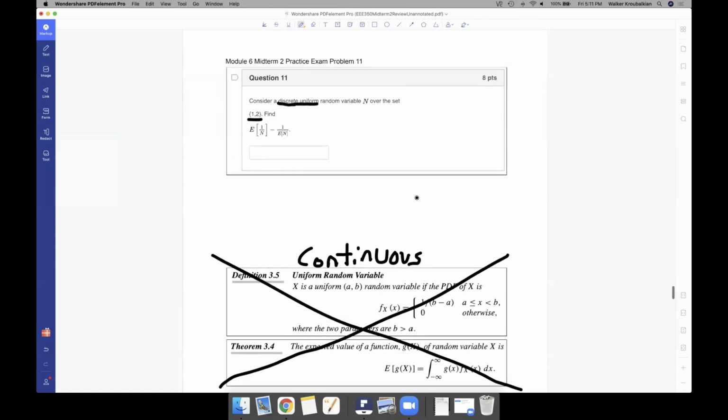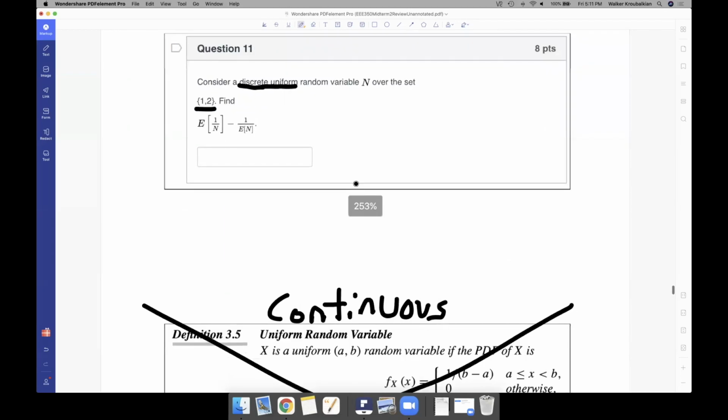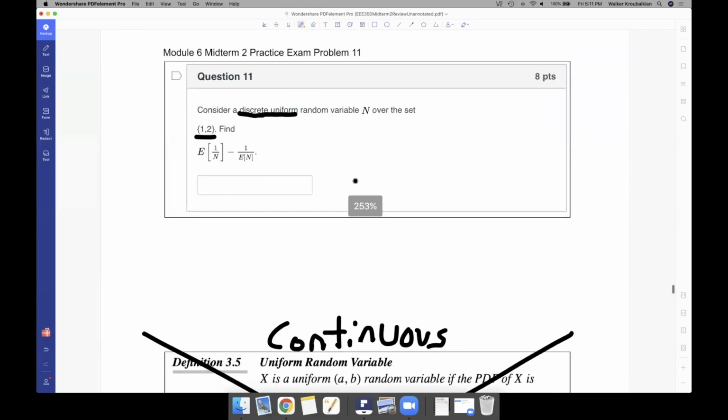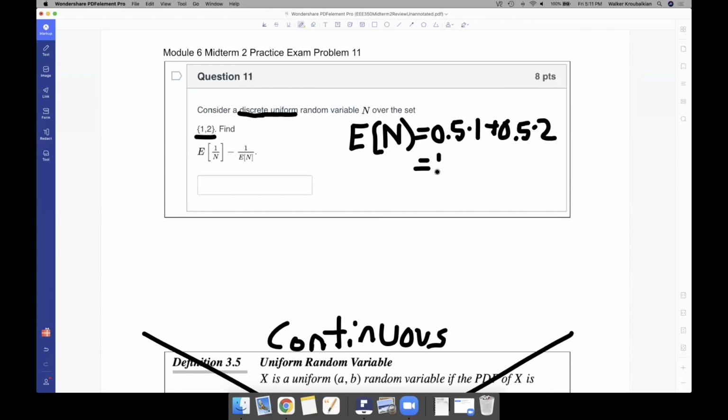If n is discrete and n is over the set 1 up to 2, n can either be 1 or it can be 2. And because it's uniform, the probability of either of those is equally likely. So E of n is just going to be 0.5 times 1 plus 0.5 times 2. And that's going to be 1.5.